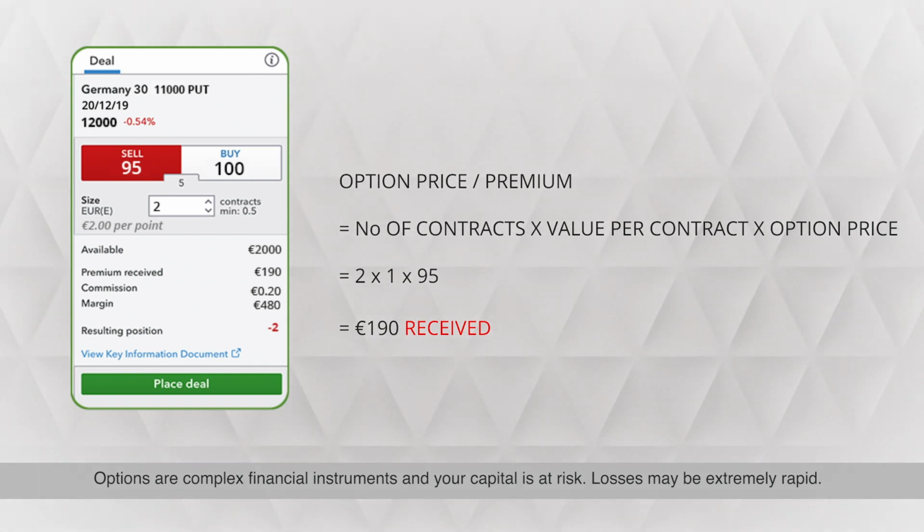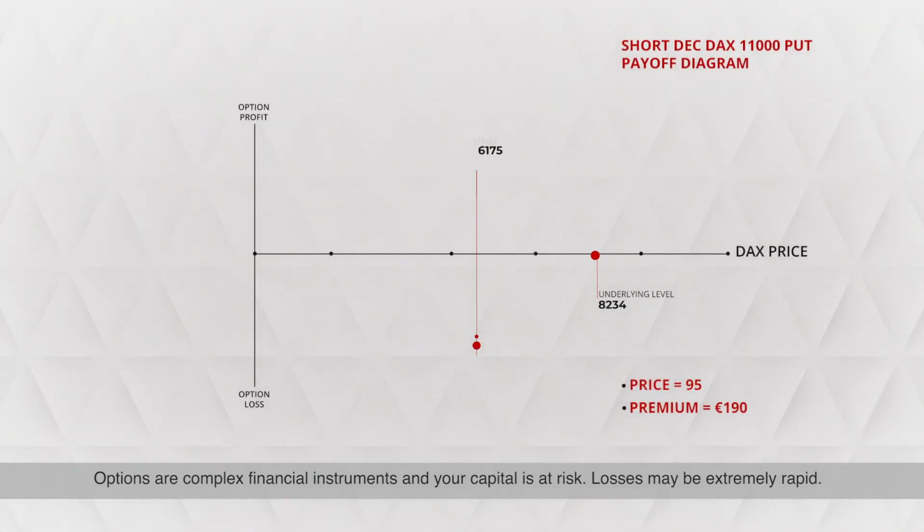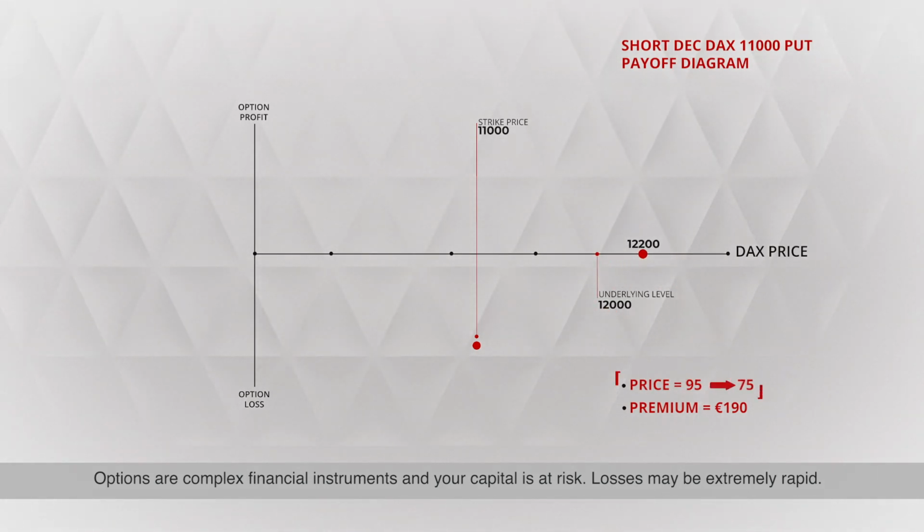While a purchaser of a put option pays a premium for the right, as a seller you receive this premium. Say the German 30 is trading at 12,000, but rallies to 12,200 and the price of your put option falls from 95 to 75. You could close your position and make a profit of 20 points per contract, or €40.